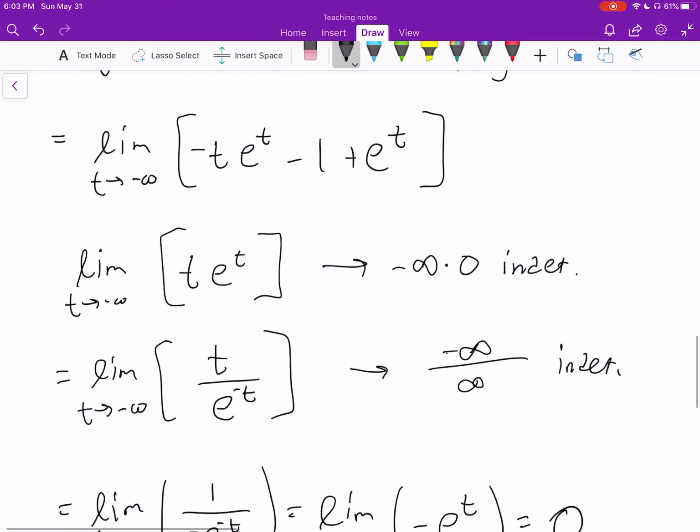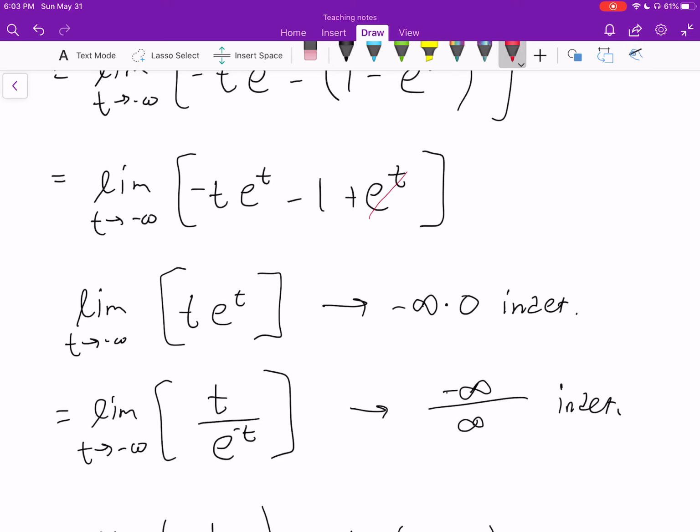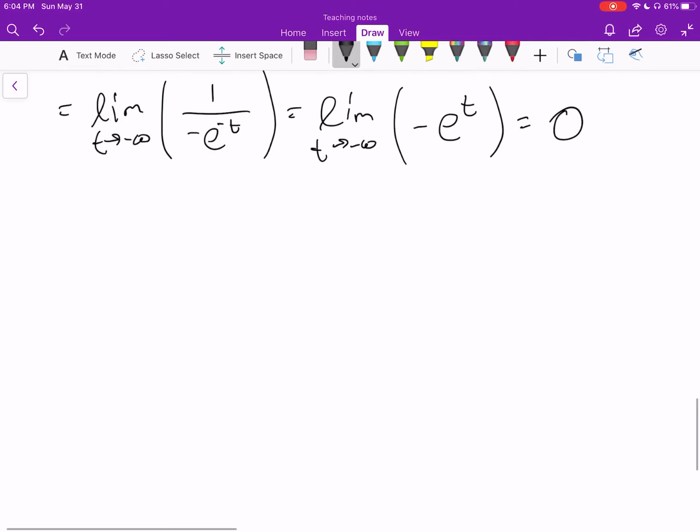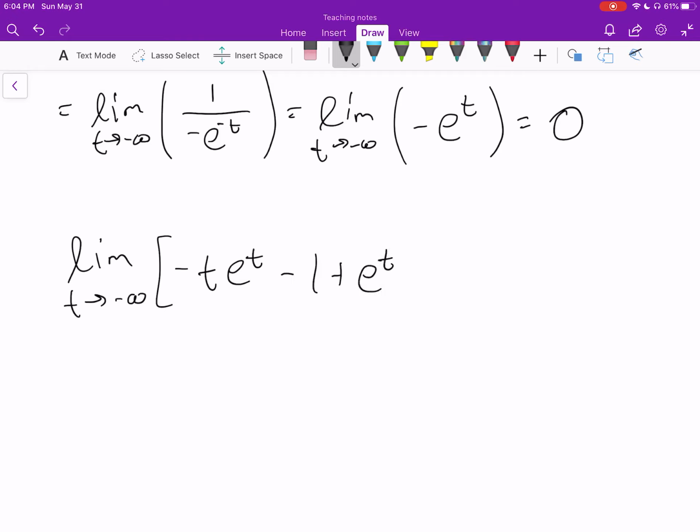And I'm going to pull that together. This one was going to 0, that one was going to 1, this one goes to 0. I'll erase that, because if you're looking at my notes afterwards, it might be useful to not have that already there. So what I have then is the limit as t approaches minus infinity of negative t e to the t minus 1 plus e to the t. When I do this, I'm going to get minus 1 in this case. And that's my final answer.